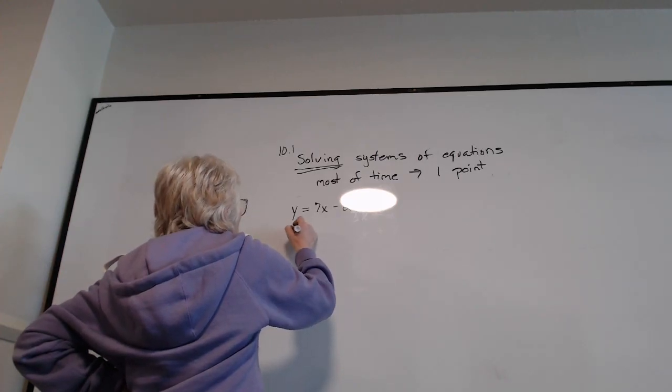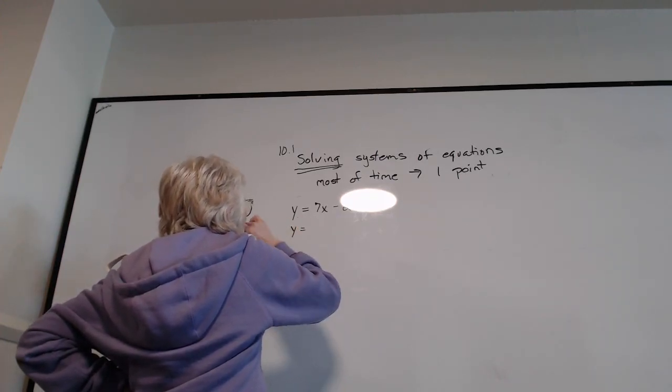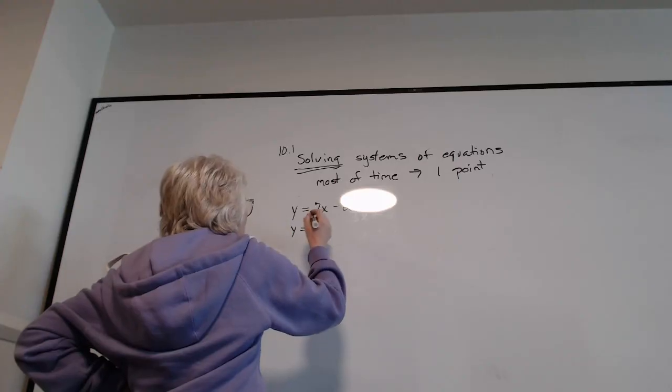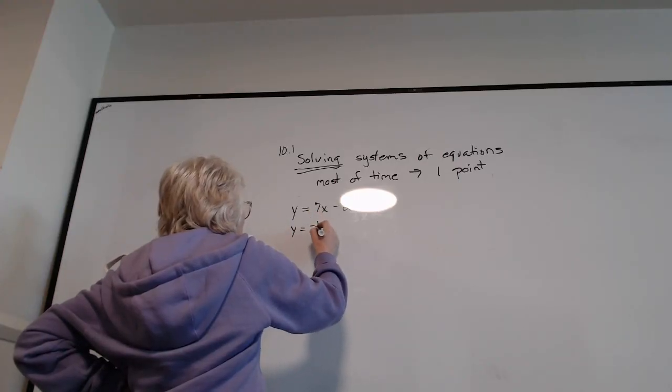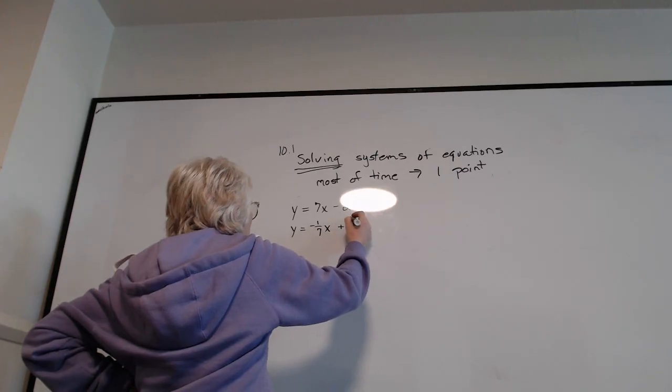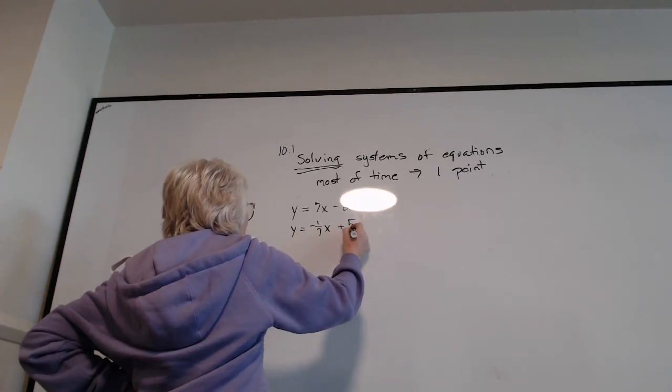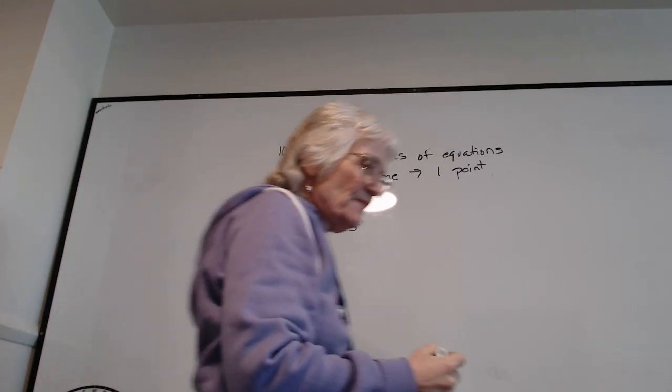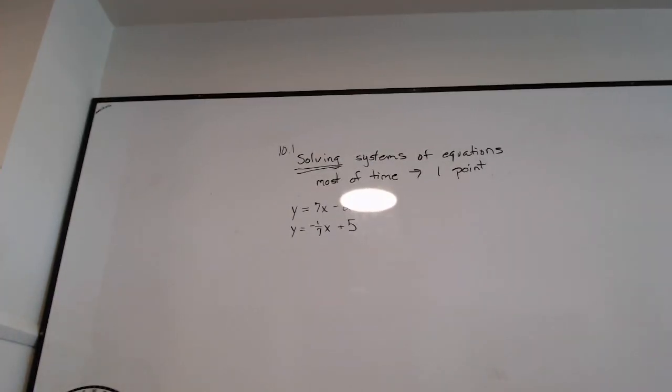When I make these up, it's a problem. Okay, we're going to graph these two and see what happens. I have no idea what's going to happen. This isn't looking too good.